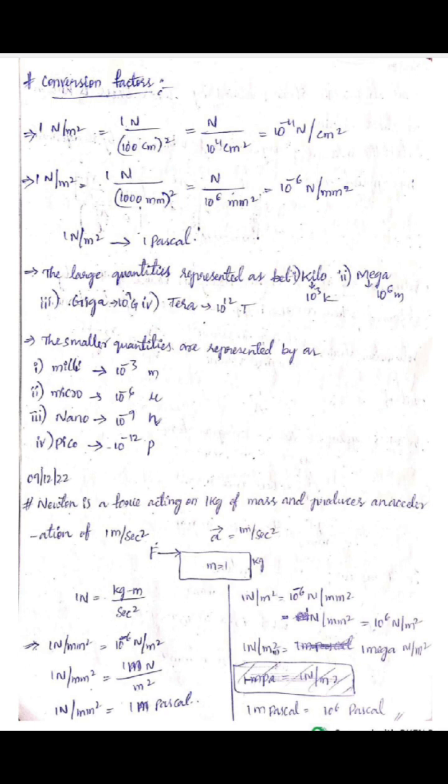1 Newton per meter square equal to 10 power minus 6 Newton per mm square. 10 power minus 6 means micro. Therefore, 1 Newton per meter square equal to 1 micro Newton per mm square, that is 1 micro Pascal.